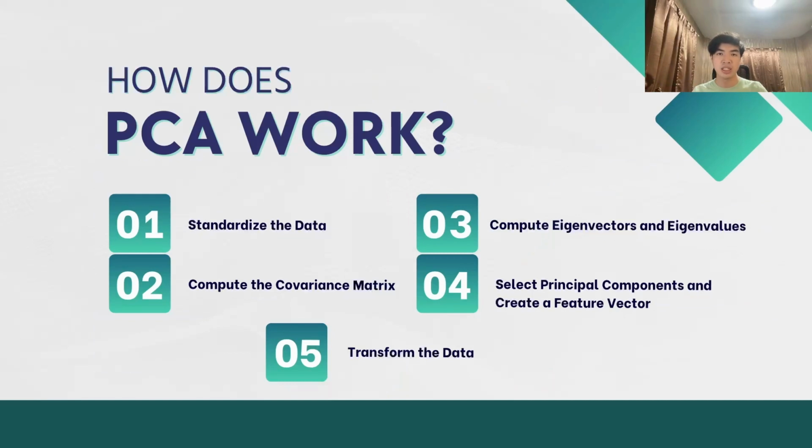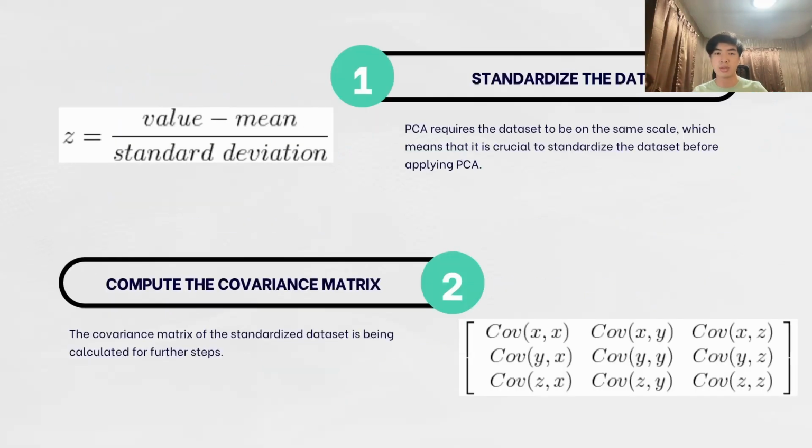So how does PCA work? Actually, PCA has 5 main steps. First is standardize the data. The second one is compute the covariance matrix. The third one is compute eigenvectors and eigenvalues. Fourth one is select principal components and create a feature vector. And lastly, transform data. So let's see one by one.